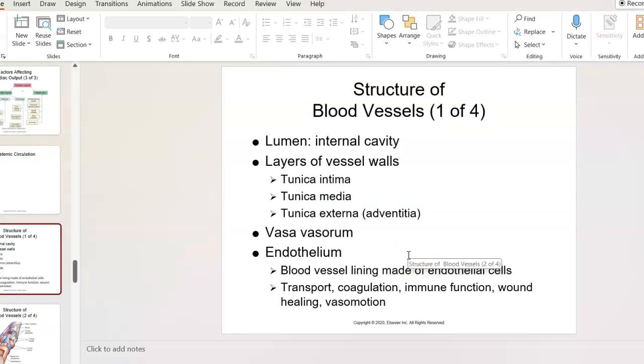So we have the lumen, which is the internal cavity of blood vessels. Now we have different layers. I'm going to show you those different layers in the next picture. Vasa vasorum are the name of the blood vessels that supply the blood vessels, teeny tiny blood vessels that actually go to the wall of blood vessels themselves.